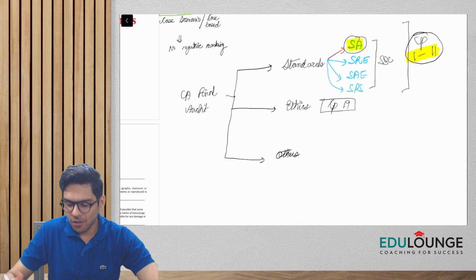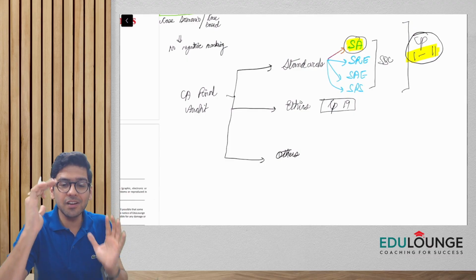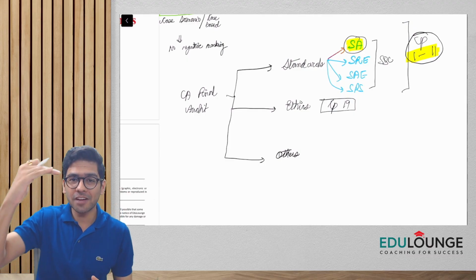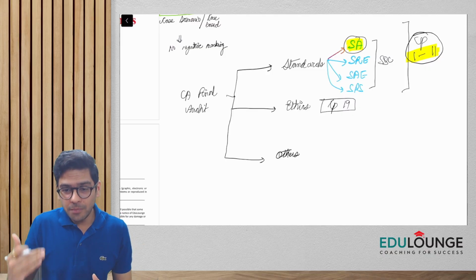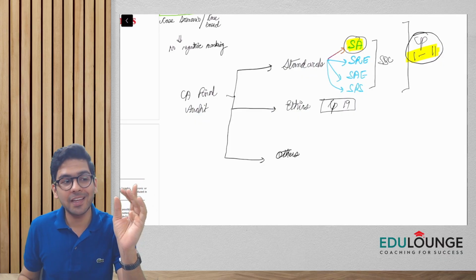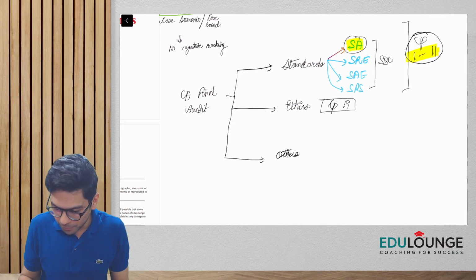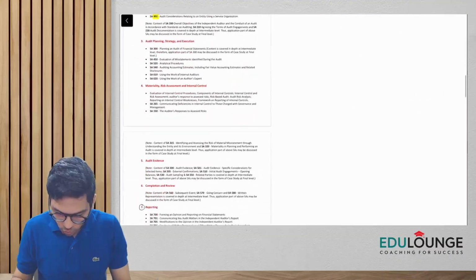Okay, and with respect to others, these were the two major topics. The standards and ethics are the two major topics, hence I have categorized them into these two portions, and all the remaining chapters, chapters 12, 13, 14, 15, 16, 17 and 18, all the remaining 7 chapters, you can classify as others. What are the chapters? Let us just go through them.